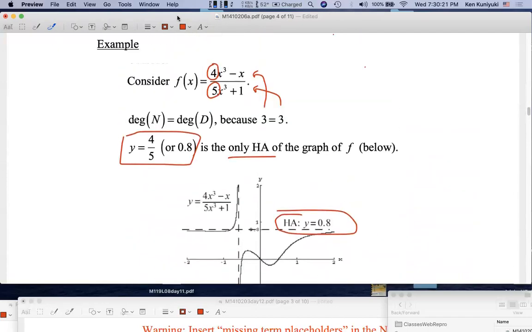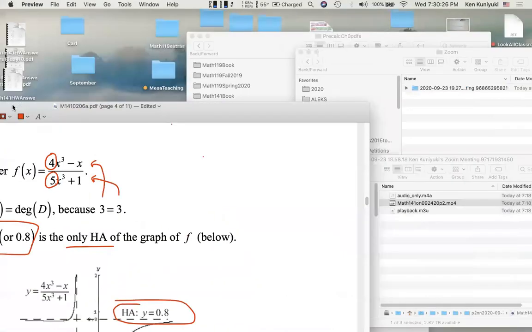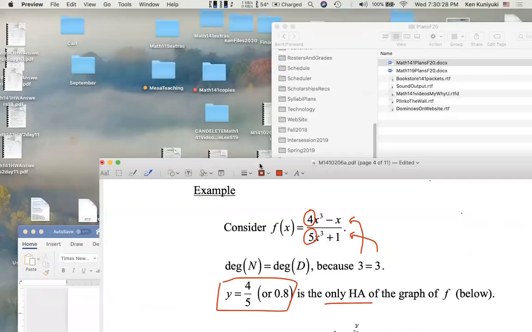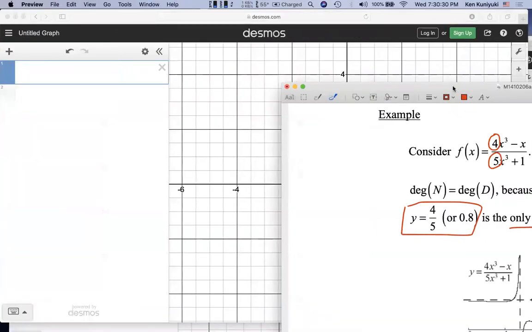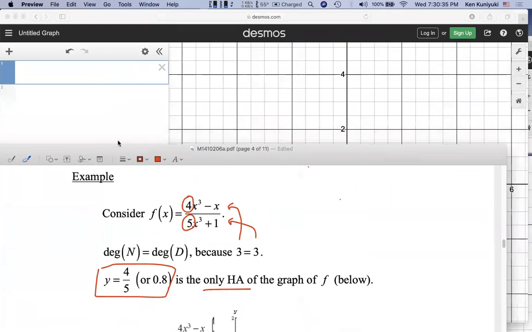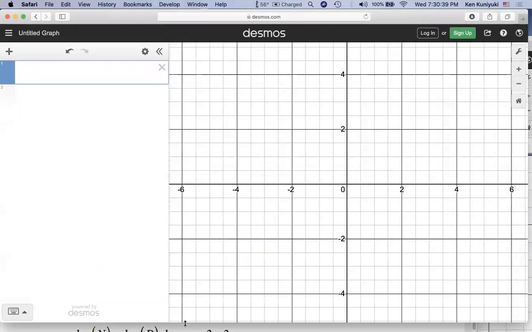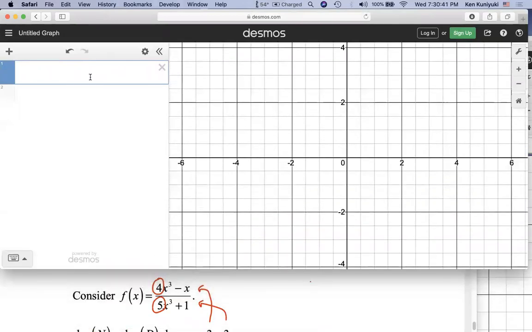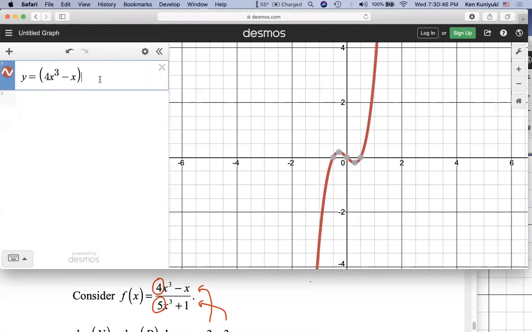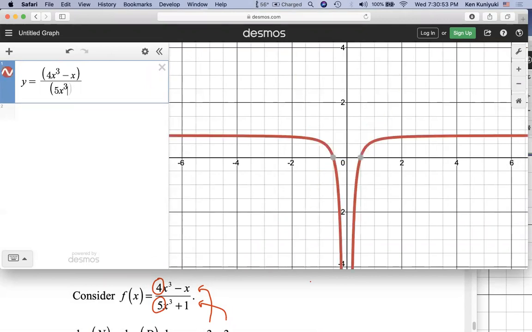Let's have Desmos graph this thing, by the way. All right. So we have y equals 4x cubed minus x all over 5x cubed plus 1.